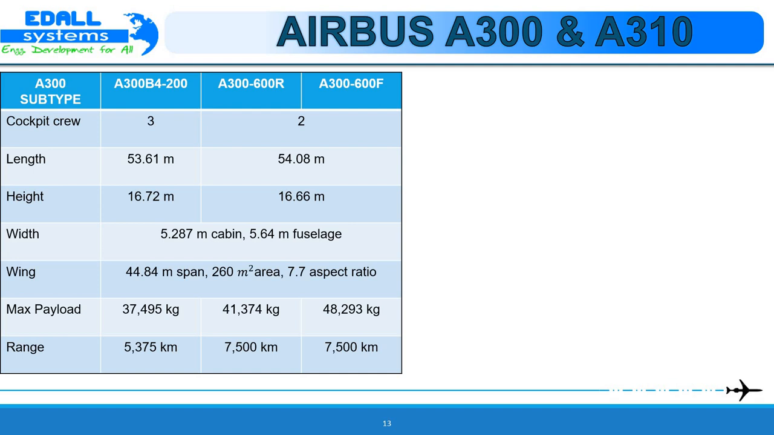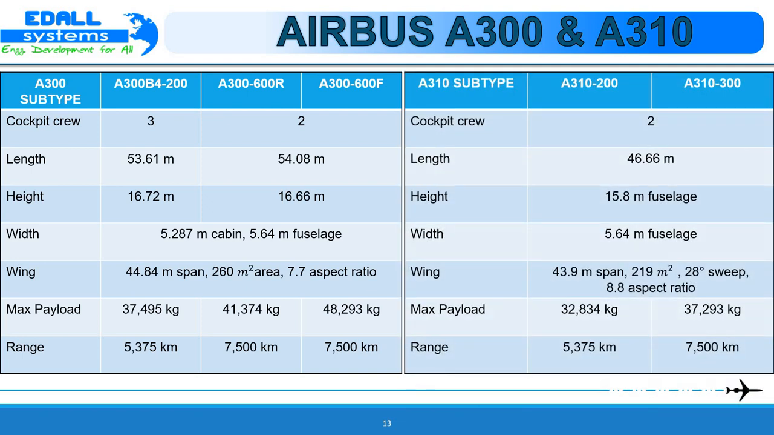As you can see, the A300 B4-200 has a cockpit crew of 3 and the other two variants have 2, and the length is also increased from the first variant to the last variant, so does the height, but the width and the wing remain the same. Maximum payload also has been increasing from 37,495 kg to 48,293 kg, and so is the range.